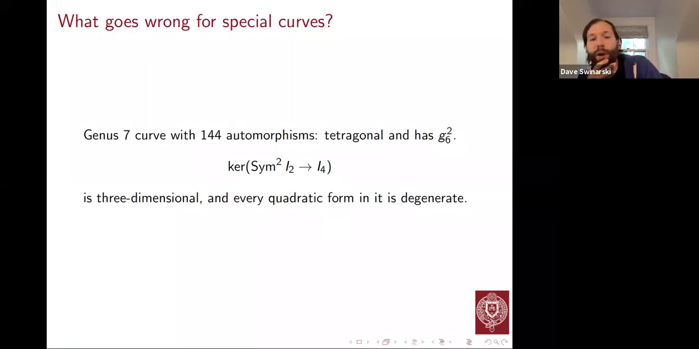Well, I tried one, and what I found is that this kernel was not one-dimensional, it was three-dimensional. So first there's the problem of uniqueness. Which quadratic form do you plan to use? And moreover, every quadratic form in the space was degenerate. So there's several reasons that Mukai's construction won't work on a tetragonal curve.